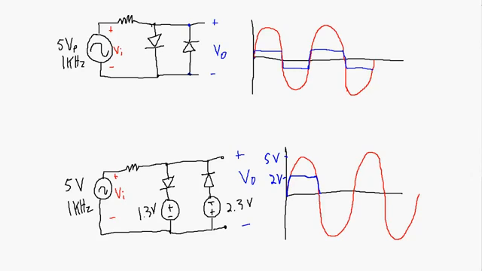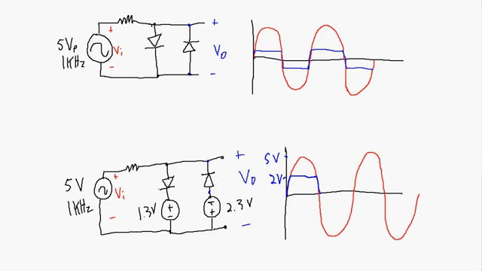Now, going in the negative cycle, this point over here has to be 0.7 volts above this point over here, but we have this offset from this 2.3 volt source. So the second diode will not become forward biased until the input signal gets 0.7 volts below negative 2.3 volts. In other words, at minus 3 volts, that's when this diode here becomes forward biased.